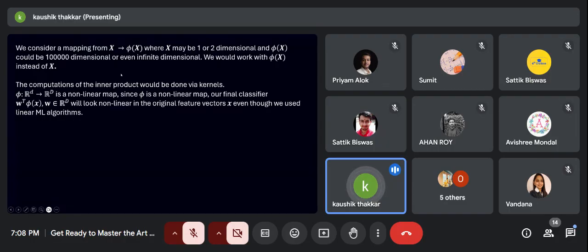So what we do is essentially we consider a mapping. X was our original feature vector. We transform that to another feature vector phi of X, where X may be 1 or 2 dimensional and phi of X may be 100,000 dimensional or even infinite dimensional, right? But you will say that in the optimization problem we needed to calculate all those xi transpose xj. Now if that is infinite dimensional or 100,000 dimensional, the time taken to do that computation will be infinite, right? So that was a problem, but that is not the case.